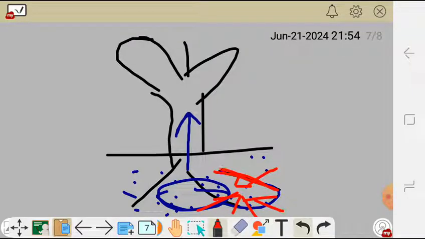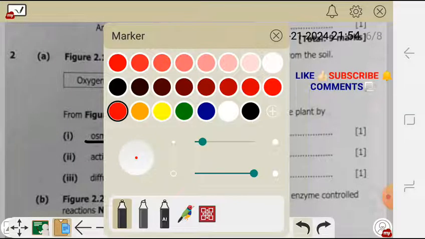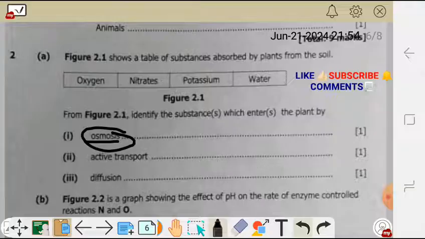So it will cross a membrane there, from the region here which is highly concentrated with water to the region inside the root which is not highly concentrated with water, across a semi-permeable membrane. So across a semi-permeable membrane, that is osmosis, the movement of water from the area of higher concentration to the region of lower concentration across a semi-permeable membrane. In this case, we're talking about the cell membrane of the root. So water will move inside the plant by osmosis.